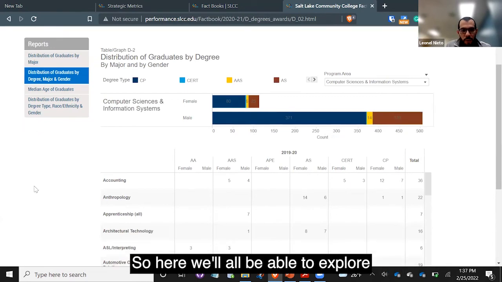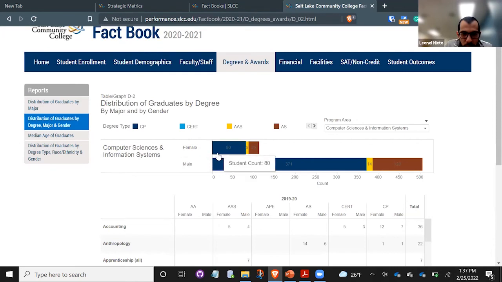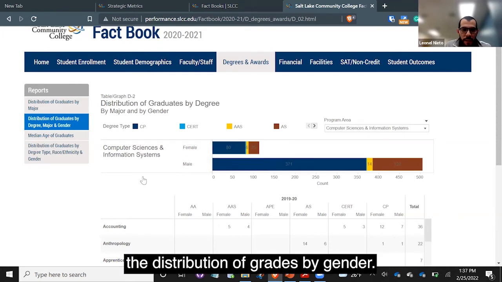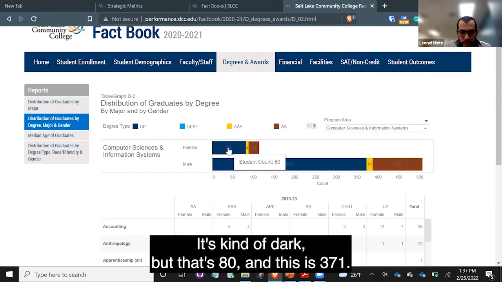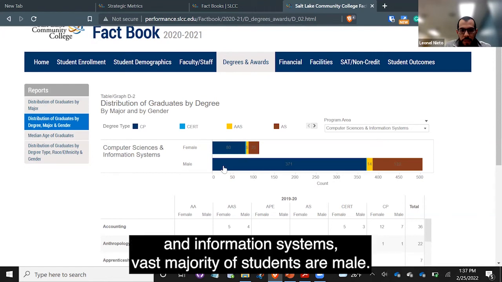So here we'll be able to explore the distribution of grades by gender. It's kind of dark, but that's 80, and this is 371. So you'll see that in the computer sciences and information systems, the vast majority of students are male.